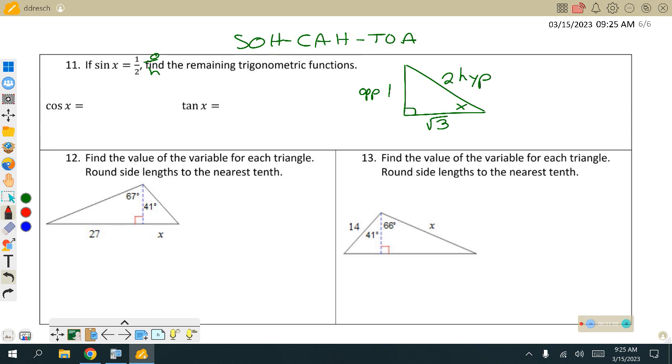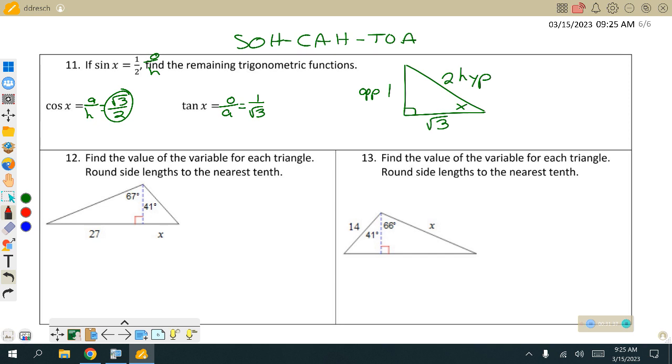Okay. Now that we have that, we can finish this thing off now for the adjacent over hypotenuse. Or sorry, cosine and tangent. All right, but if not, Pythagorean theorem it. All right, cosine is adjacent over hypotenuse. So what do we have? Root 3 over 2. Do I need to rationalize that? Nope, that's nice. And then tangent. What's my tangent going to be? Opposite over adjacent. So I heard 1 over root 3, correct?